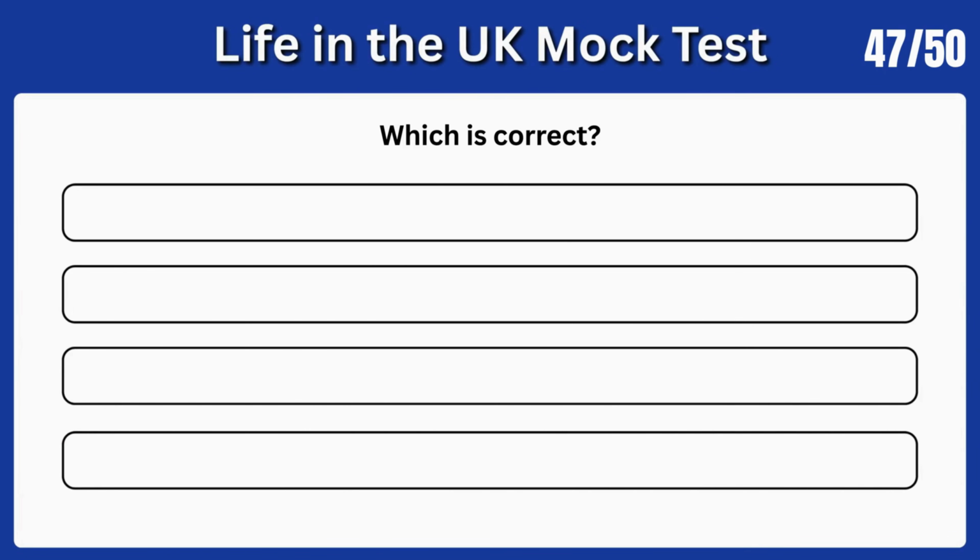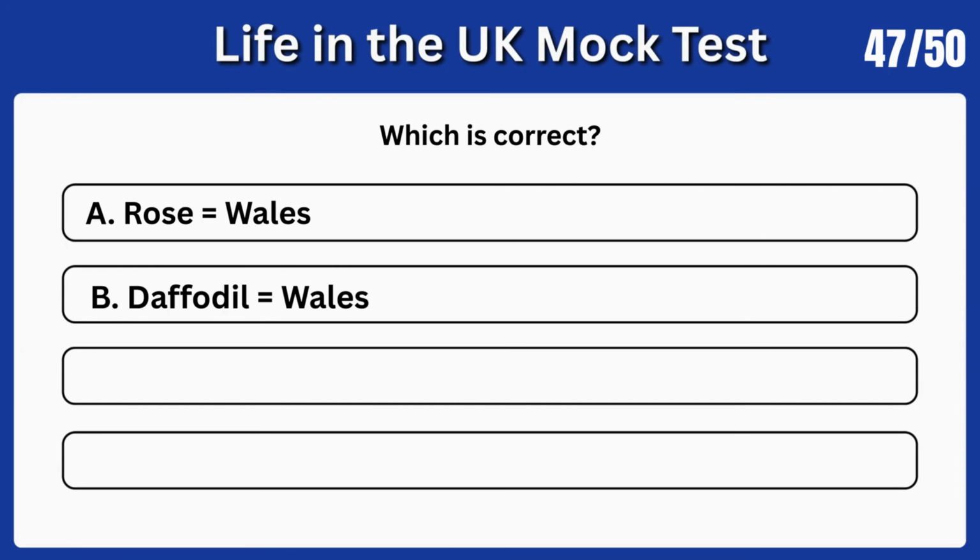Question 47. Which is correct? A. Rose equals Wales. B. Daffodil equals Wales. C. Thistle equals England. D. Shamrock equals Scotland.